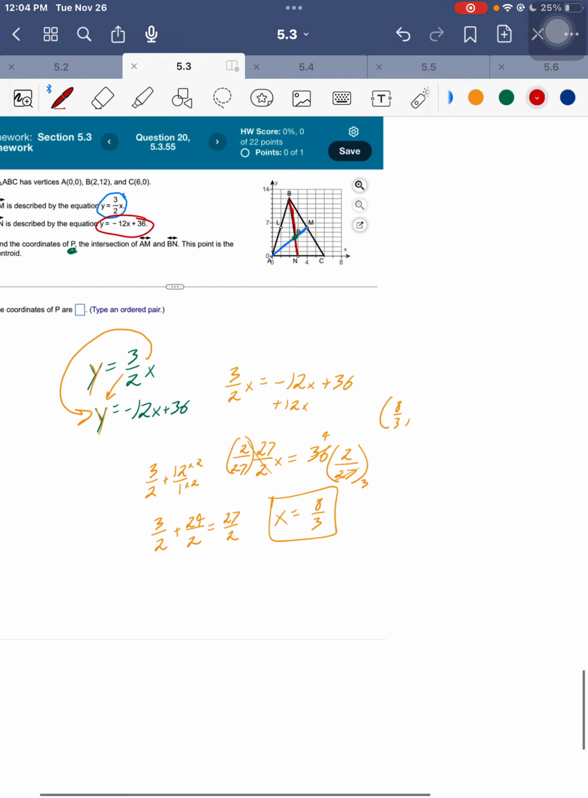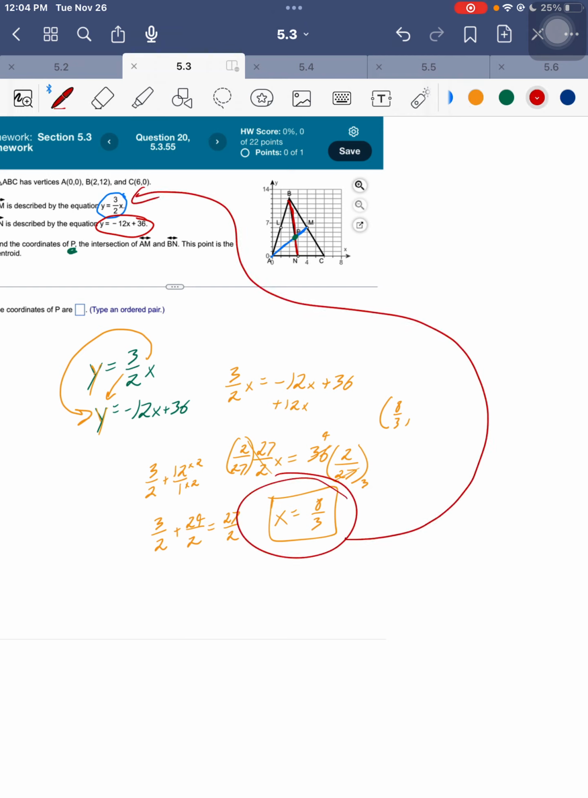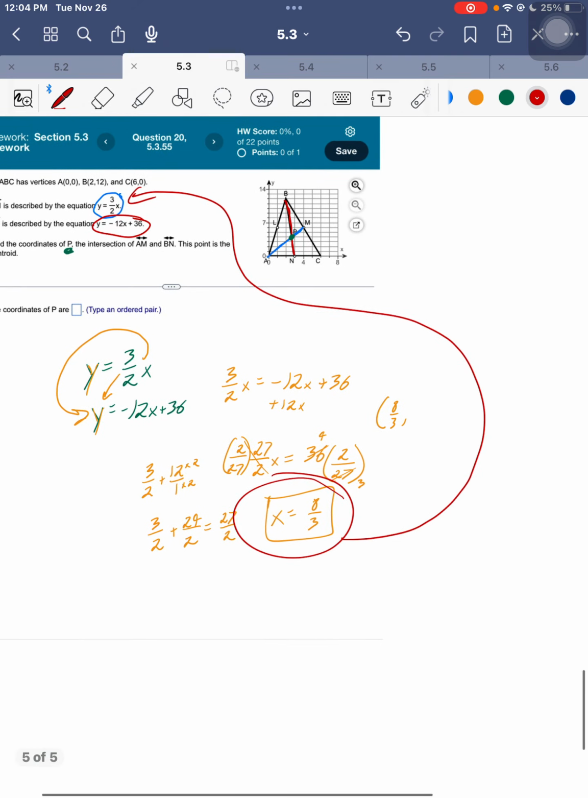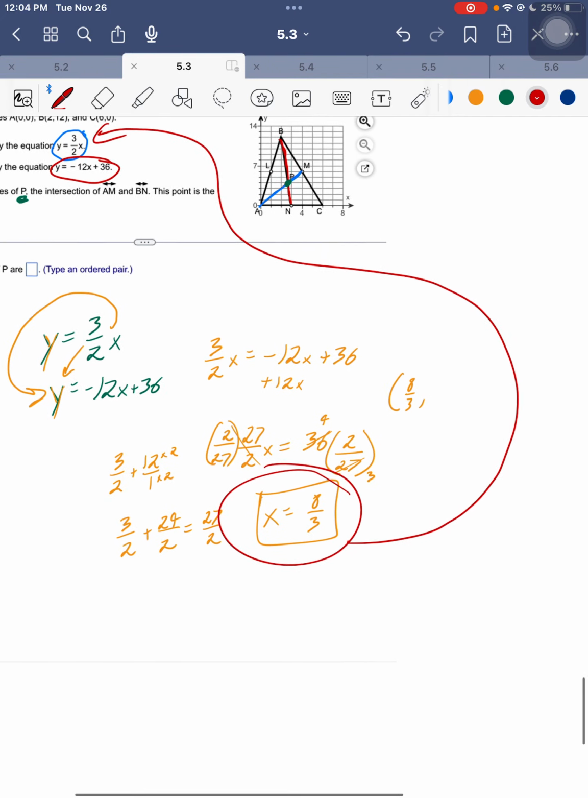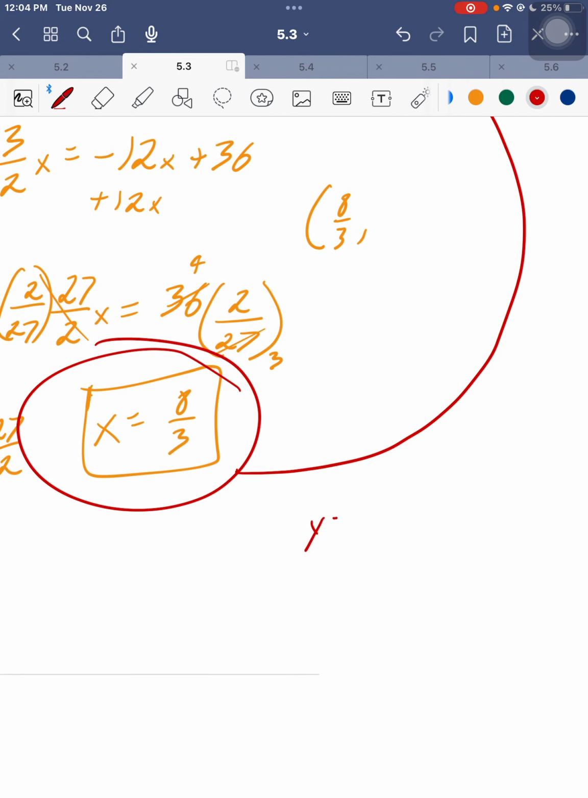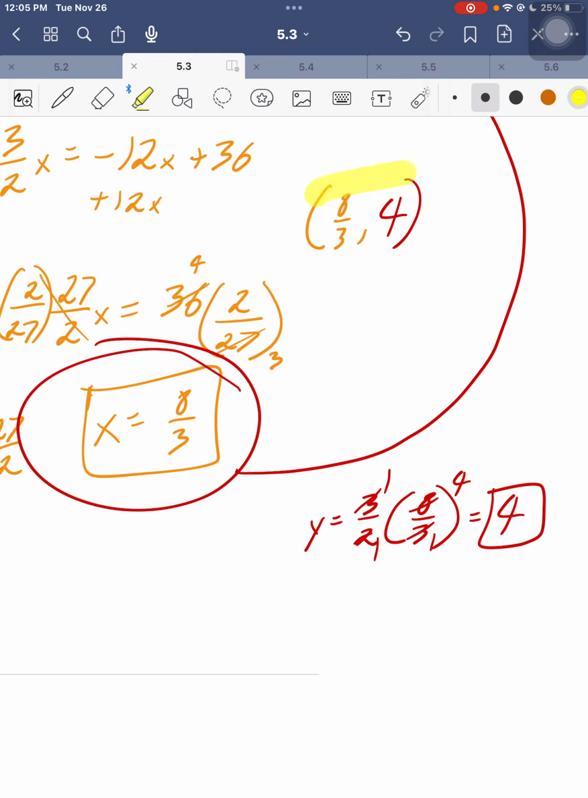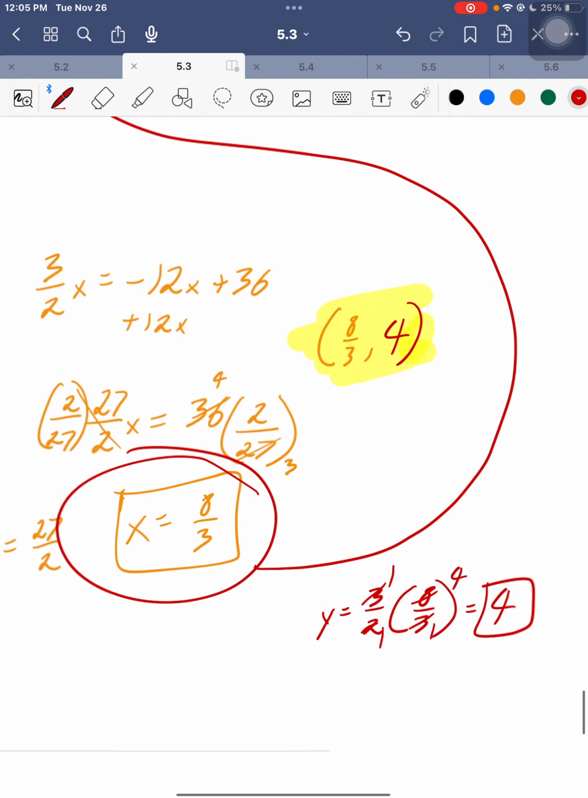And now to find my y, I'm just going to plug in this x, 8 over 3, into any one of these two equations. So I'm going to plug it into the first one, the equation of AM. So y equals 3 over 2 times 8 over 3. This cancels out, this is going to cancel to a 4, it's going to cancel out to a 1, so my y is just 4. So my answer is 8 over 3, comma 4. That's it. That is the point.